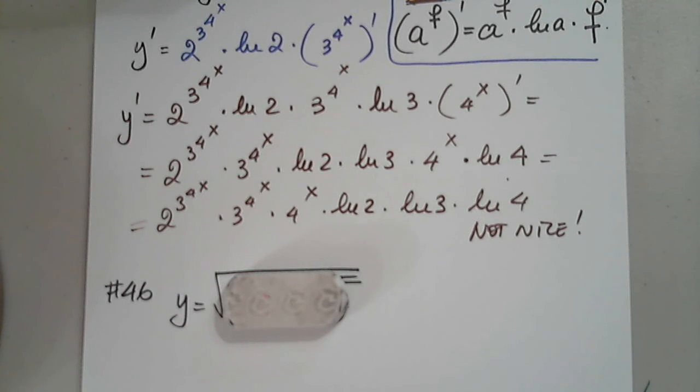I'm differentiating a square root. How do I do that? It's a square root of a function.